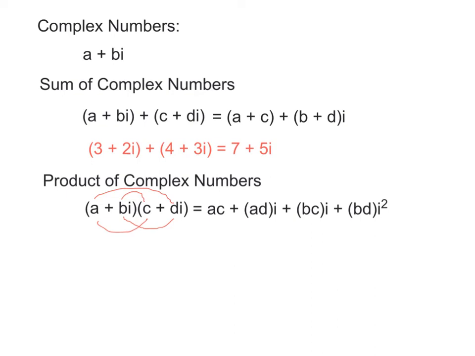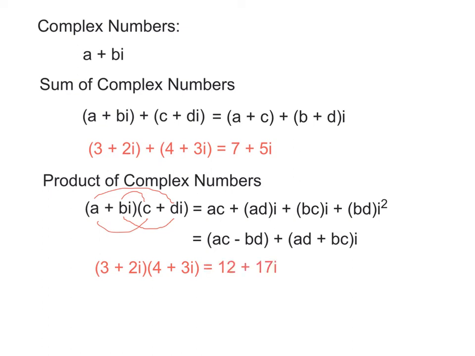Now, remember back previously in this lesson, what is i squared equal to? i squared is simply equal to -1. So our final result would look like this. ac minus bd, that quantity, would be the real part, plus the quantity ad plus bc times i. And again, if we were to use actual numbers and multiply 3 plus 2i times 4 plus 3i, our result would be 6 plus 17i.